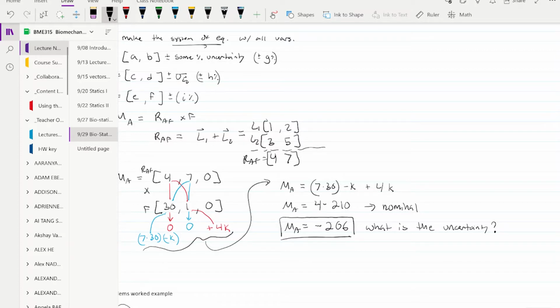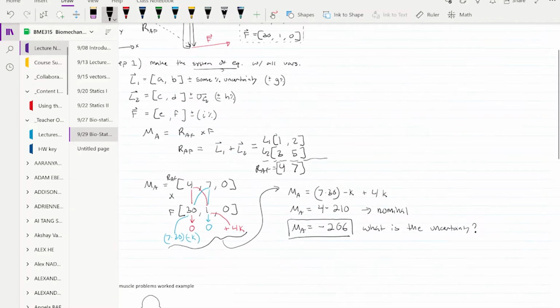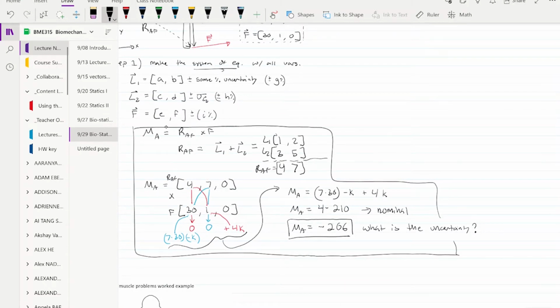Okay, so to do this, we've got to redo all this cross product business, all that stuff. We got to redo it as only variables. So now MA is equal to, what is it? Well, it's RAF cross F. How do we write that?